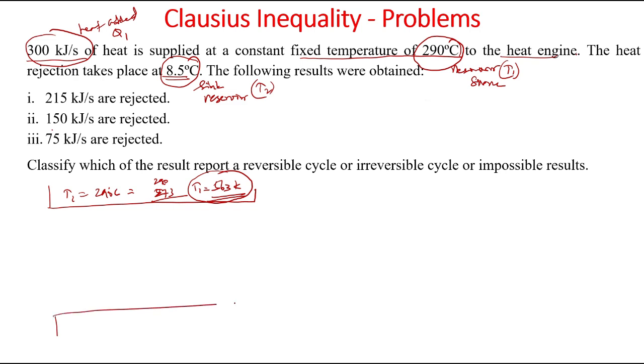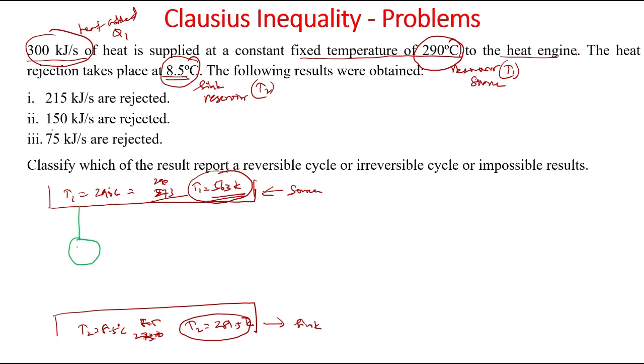Similarly, we have a sink, T2 is equal to 8.5 degrees Celsius. So 8.5 plus 273, we are getting T2 is equal to 281.5 Kelvin. So this is the source, and this one is called the sink. In between them, we have the heat engine, which we call the reverse engine A.